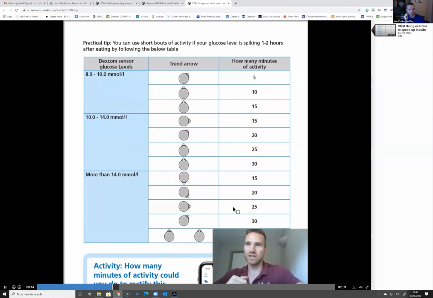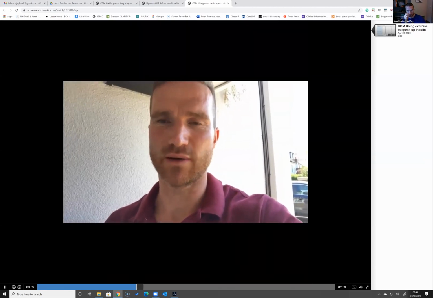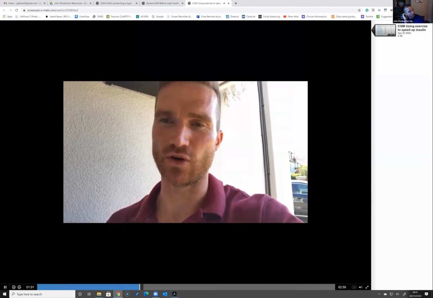Now this example I'm just going to give is something that I use very frequently when my glucose level is aiming to go above 10 because I haven't given my insulin far enough in advance. Then I will use short bouts of activity, and this is the real life example. So this is a real life example of using exercise to bring down your glucose level.